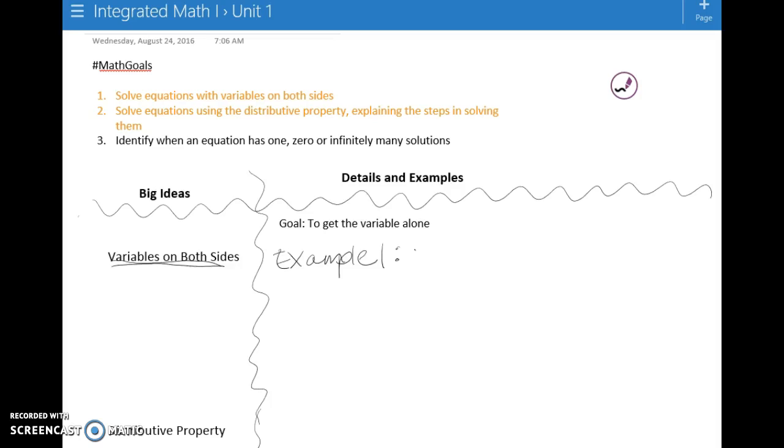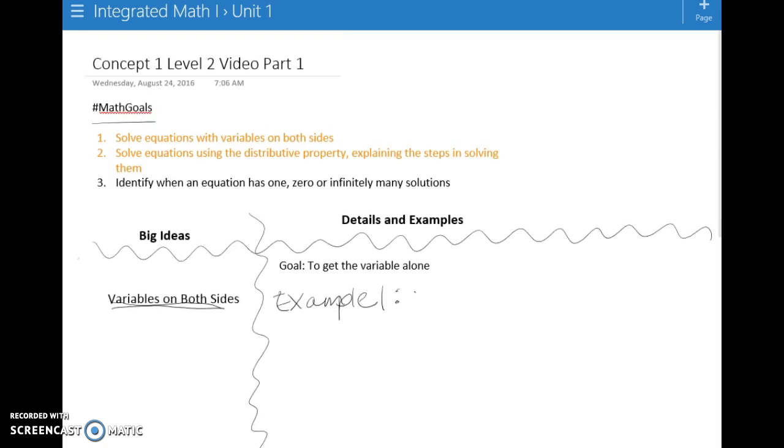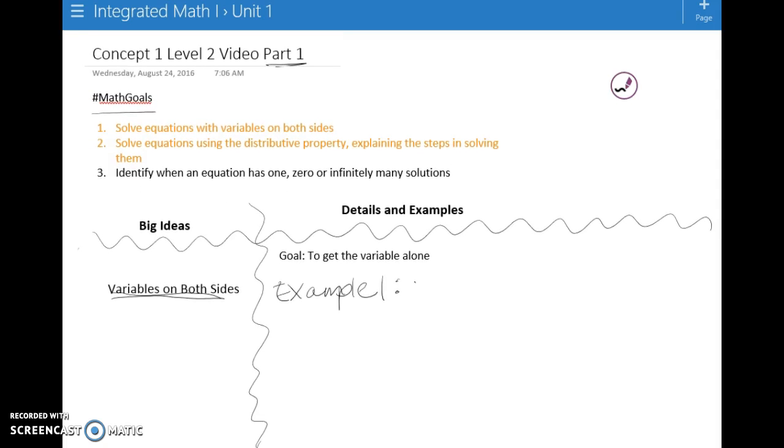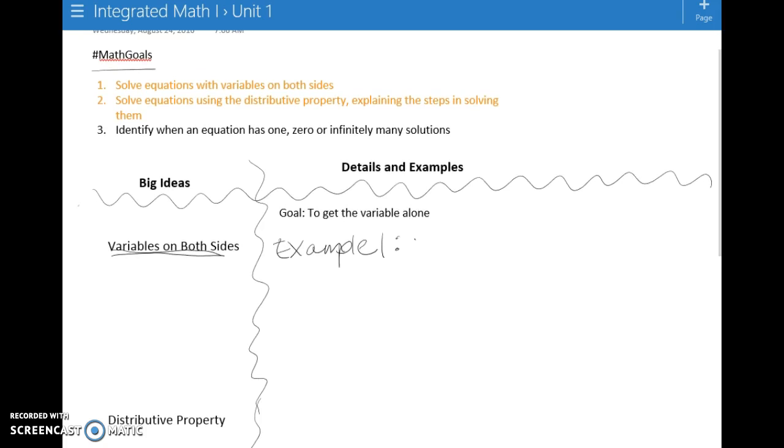In this video, we are focusing on the math goal: solve equations with variables on both sides. By the end of the video, you should be able to solve equations using the distributive property, explaining the steps in solving them. You'll notice that we have a third math goal, but we'll cover that in part 2 of the video. This is part 1.